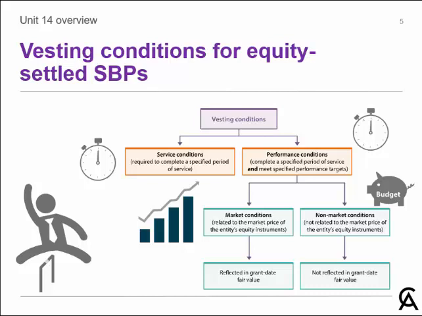They're split between what we call market conditions. And you'll see there's a graph there. It's all about things that are related to the market price of the entity's equity instruments. So it's things to do with, for example, their share price. And that impacts the accounting for those equity settled share-based payments, and you'll see what that means about grant date when you explore this unit.